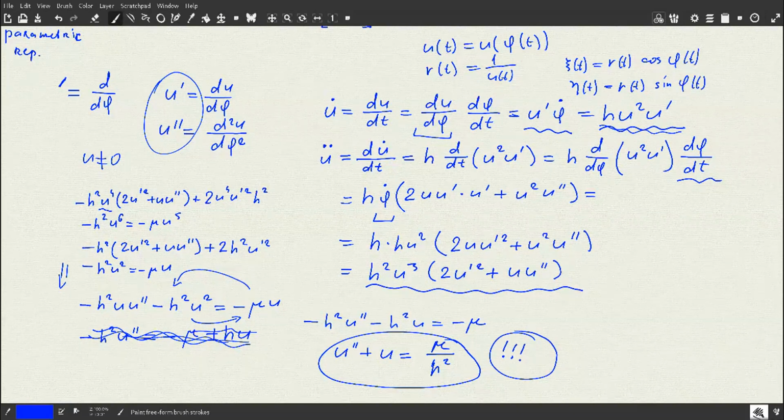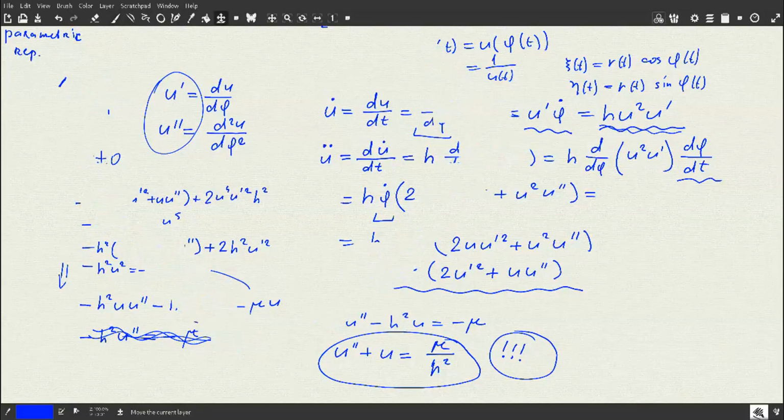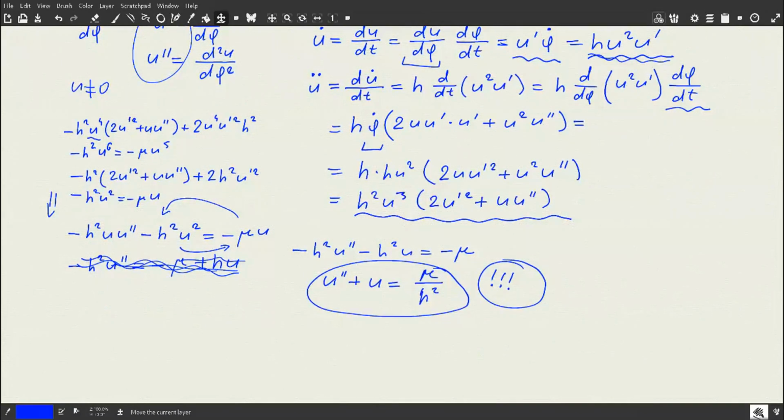What is this equation? You have no doubt seen it already. Well, suppose that there is 0 on the right-hand side. Instead of mu over h squared, you have a 0. What would it be then? Differential equation of oscillations. It is the equation for harmonic oscillations, and you are absolutely right. You have seen it already many times, including in your physics and even maybe school physics.